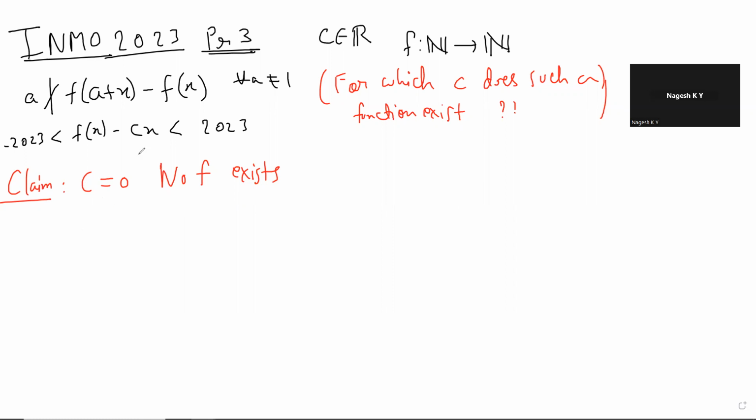So you see, cx is a line, right? cx plus 2023 is a shifted line, and f(x) is close to that. This is very simple. If you think in a positive direction, can you think of a function which really works for some c?